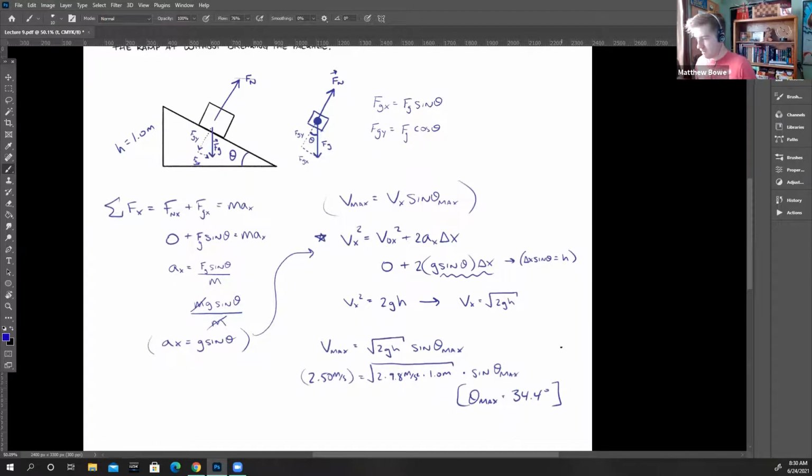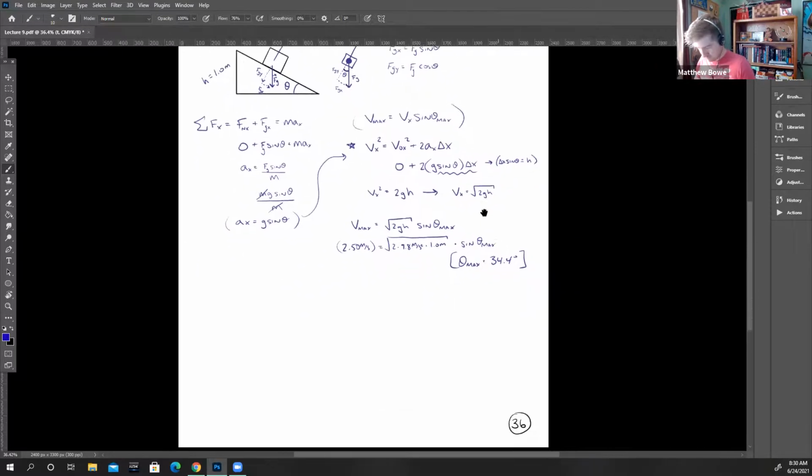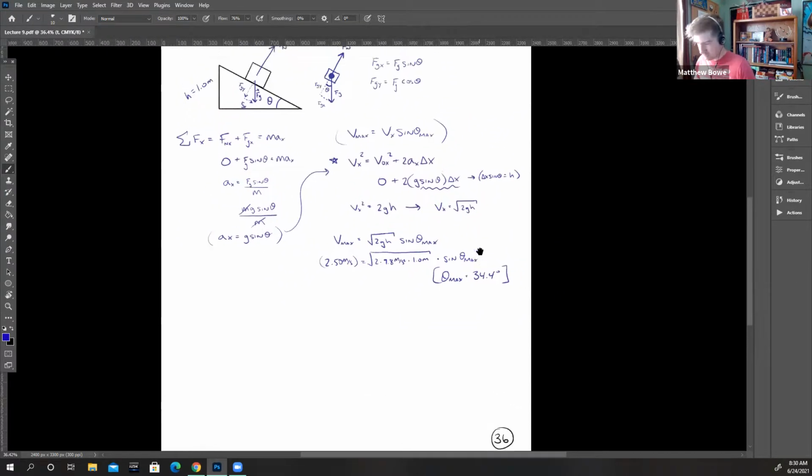All right, and we're going to do one more example and then move on to the last part of Newton's laws. So let's go down here, try to keep that in frame still, and I will have to shrink that.